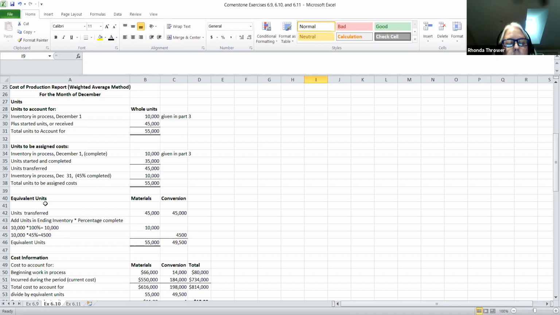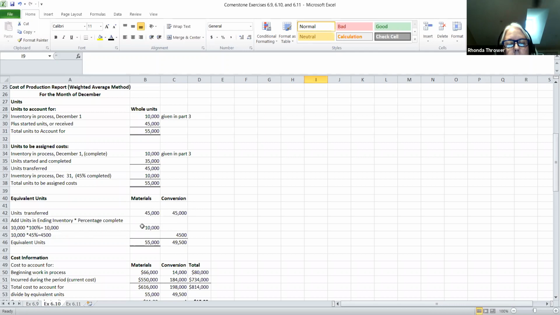And the equivalent units for the weighted average method, you only need the units that were transferred and the ending inventory units. So for your weighted average method, the units transferred are the units that you're through with for this period of time, coming out of the work in process account. And the materials that went into those 45,000 units that were completely finished and transferred out was 45,000. The conversion units was also 45,000. This was given. The ending inventory was 10,000 whole units.